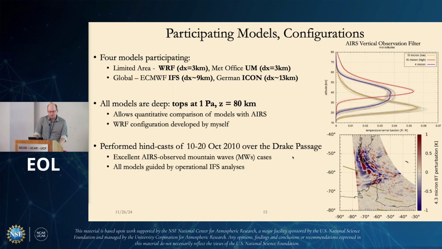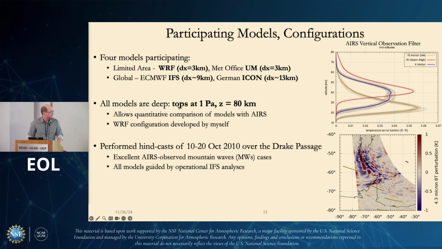So within this study, there were 4 models that participated. There was WRF contributed by myself and the Met Office Unified Model. Both of these were run in a regional configuration at 3-kilometer resolution, trying to resolve fully, as much as possible, the mountain wave spectrum and the forcing spectra. There was also the ECMWF IFS at 9-kilometer resolution and ICON at 13 kilometers. And these were run in their operational configurations of the time.